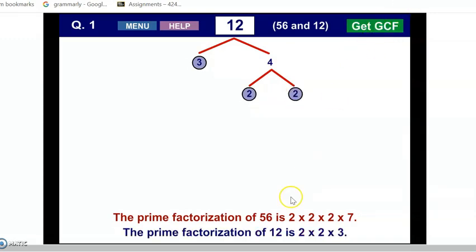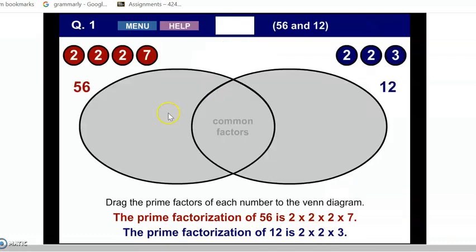Now we're going to get the GCF. So here we have the prime factorization of both of these numbers down here. We're going to get the GCF. Another way to get this GCF is to circle the factors in common. So here we go. We're going to drag the prime factors of each number to the given diagram. So the common factors here. So we have 2.